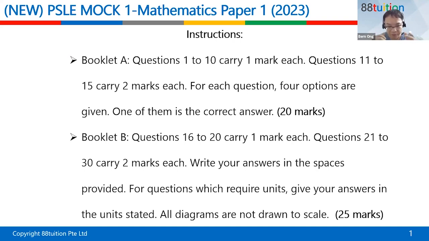Inside the 20 marks, the first 10 questions are 1 mark each, which means they are the easier questions, and you must get them correct. But one of these questions can be a little bit tricky, so you have to watch out. After that, questions 11 to 15 are 2-mark questions for the MCQ.